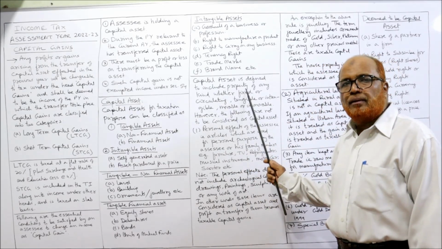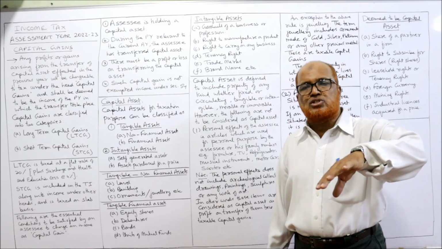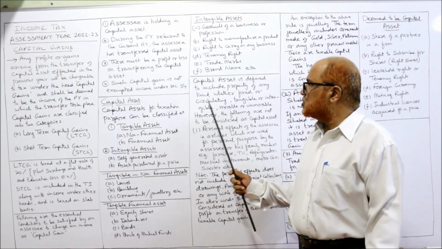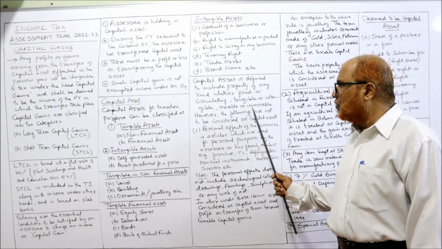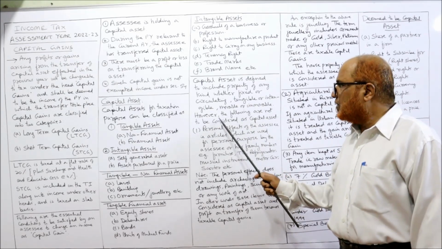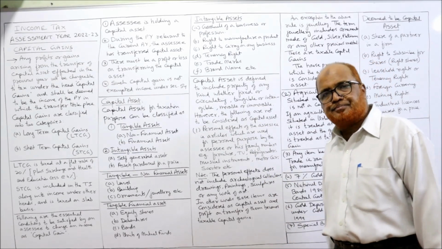Now, capital asset means it includes any type of property, whether fixed or circulating or tangible or intangible or movable or immovable. But however, the following are not to be considered as capital asset. This is very important.